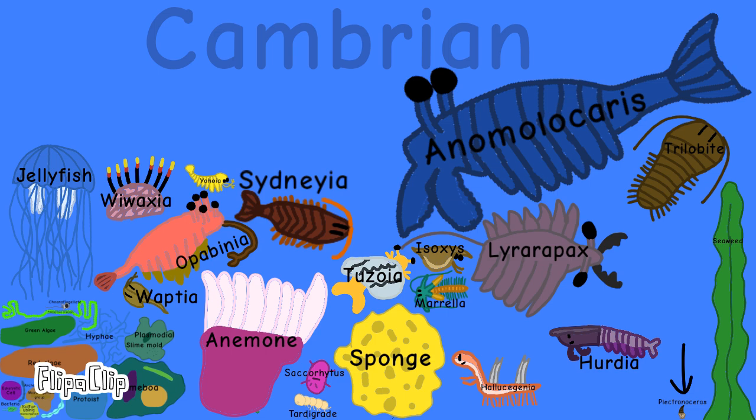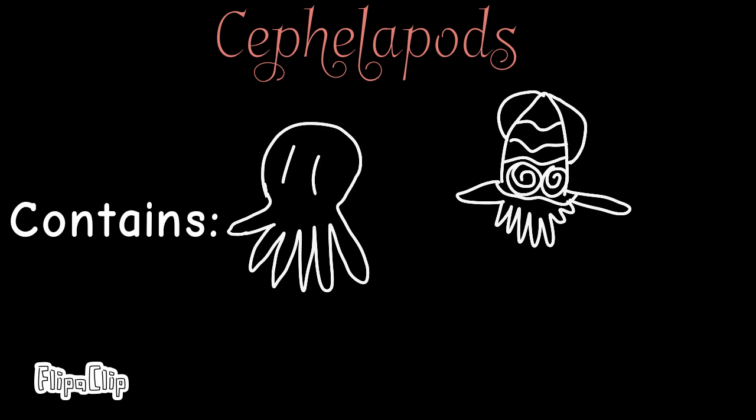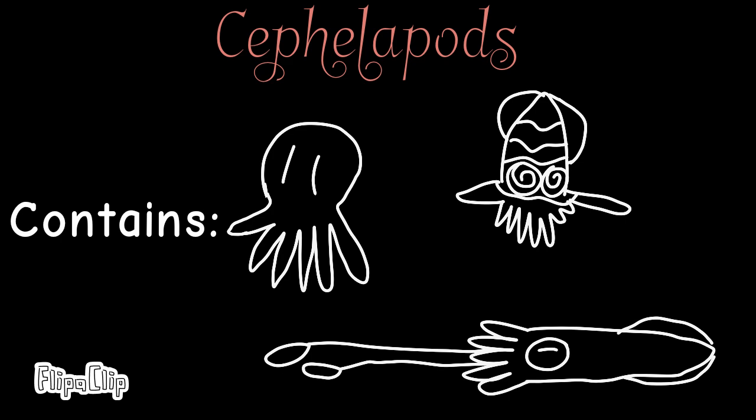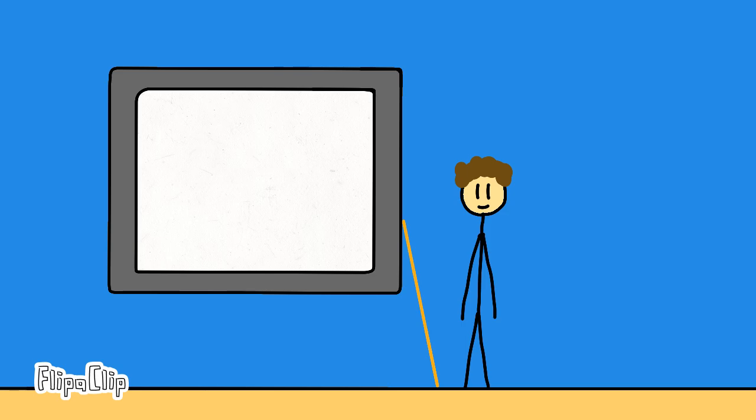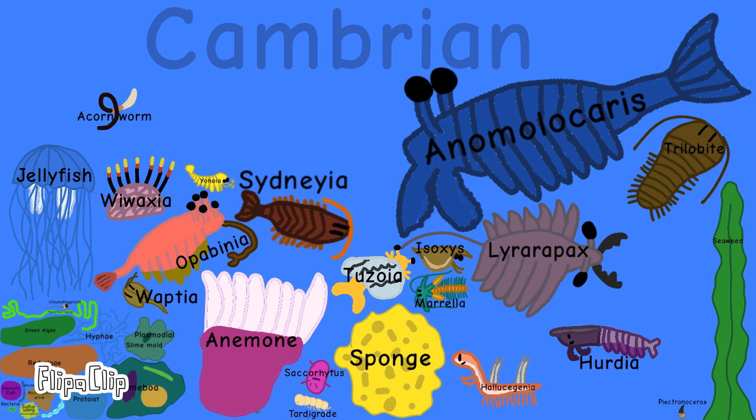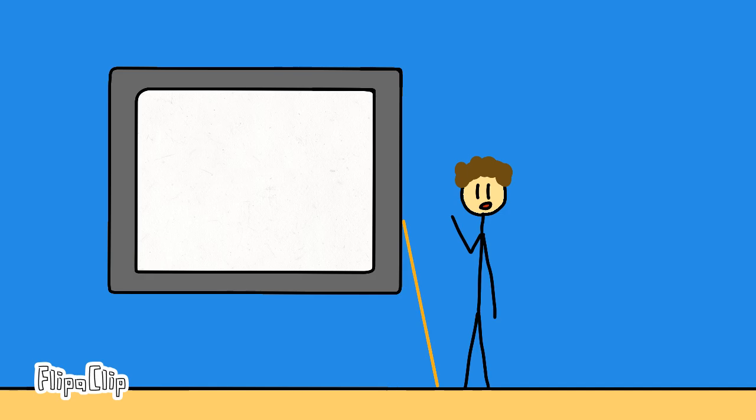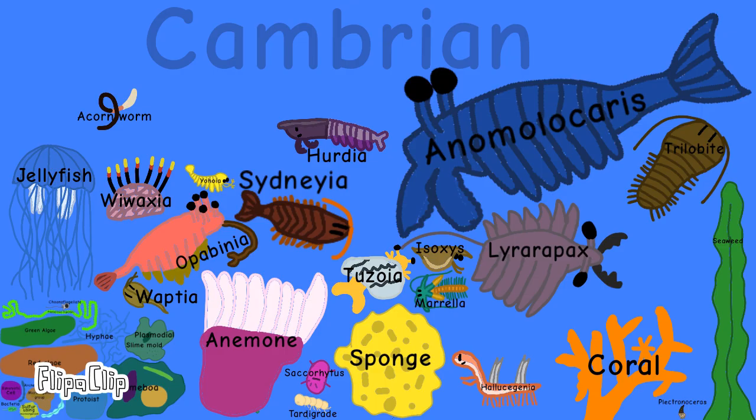Meet Plectronoceras, the first cephalopod to ever live. Cephalopods are a group known for octopuses, cuttlefish, and squid. Those are much later through Earth's history. This is also where acorn worms began. This is also when the first coral began.